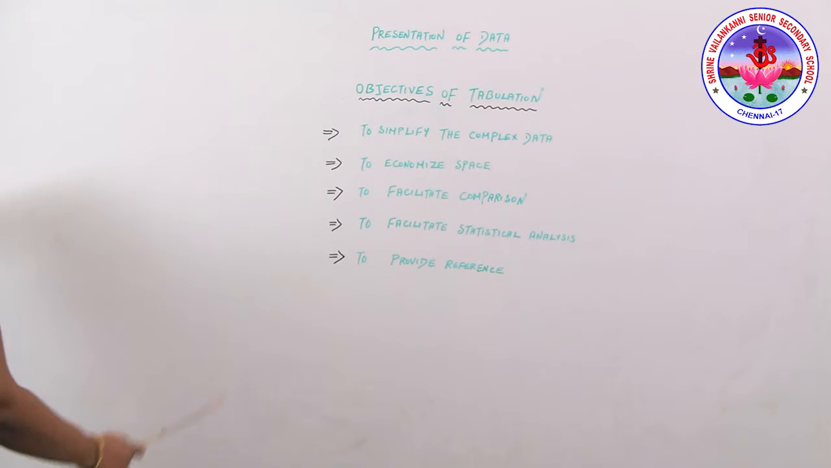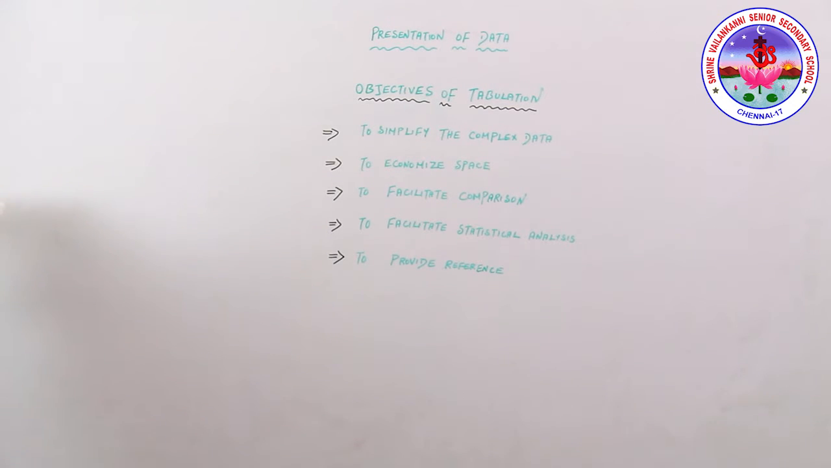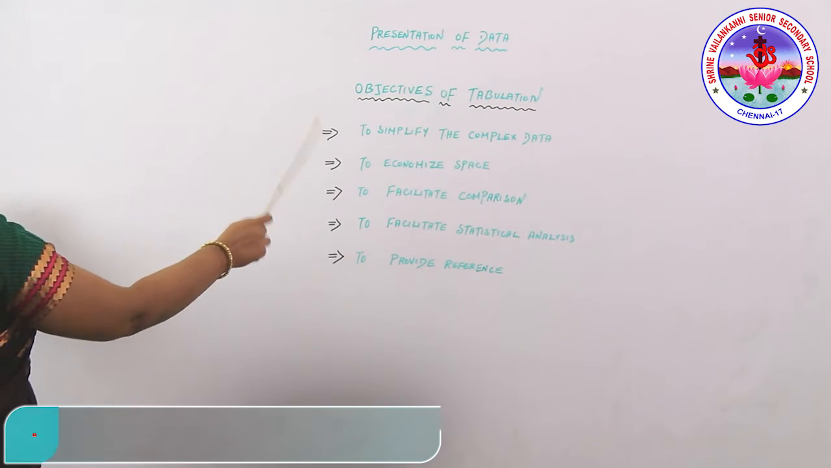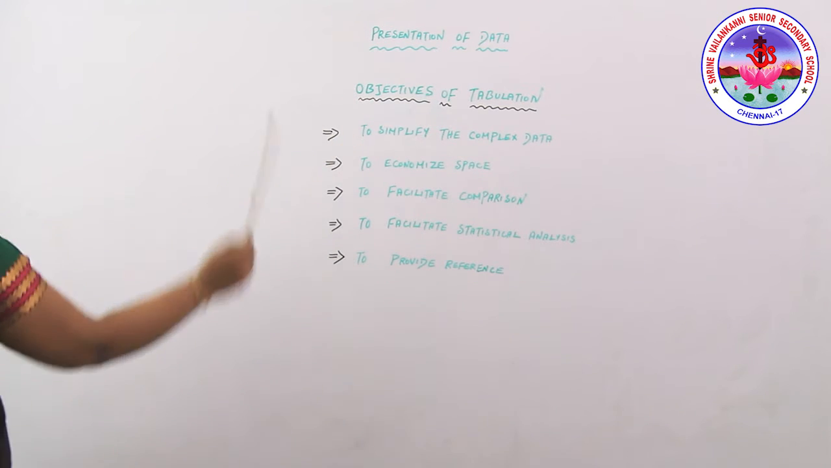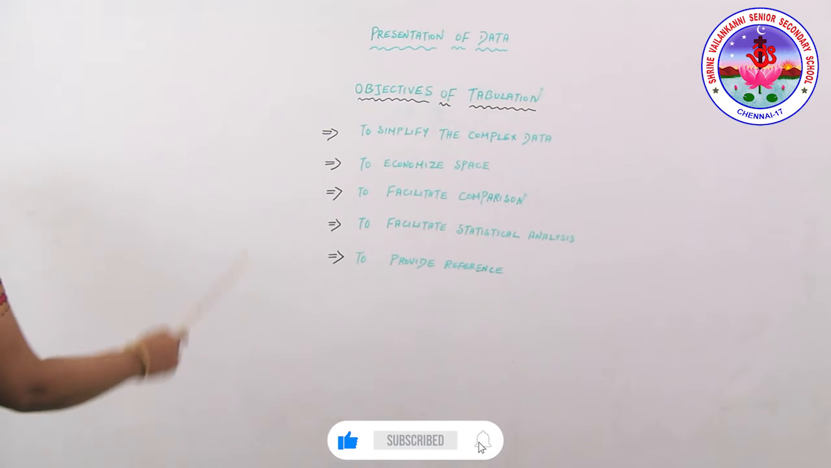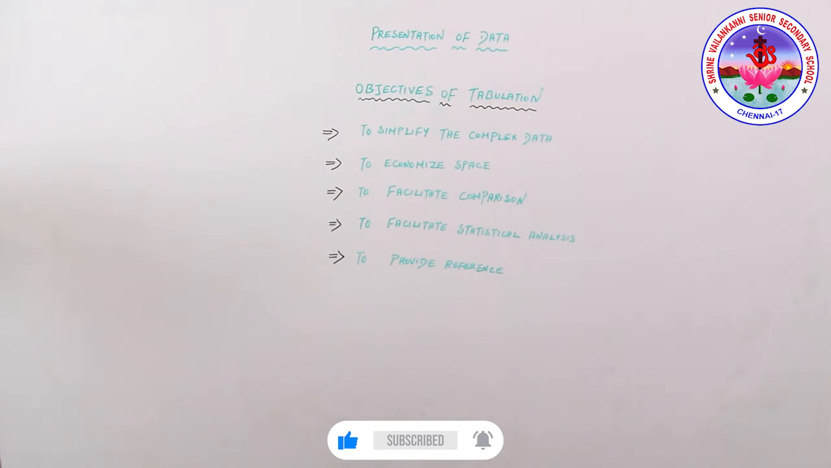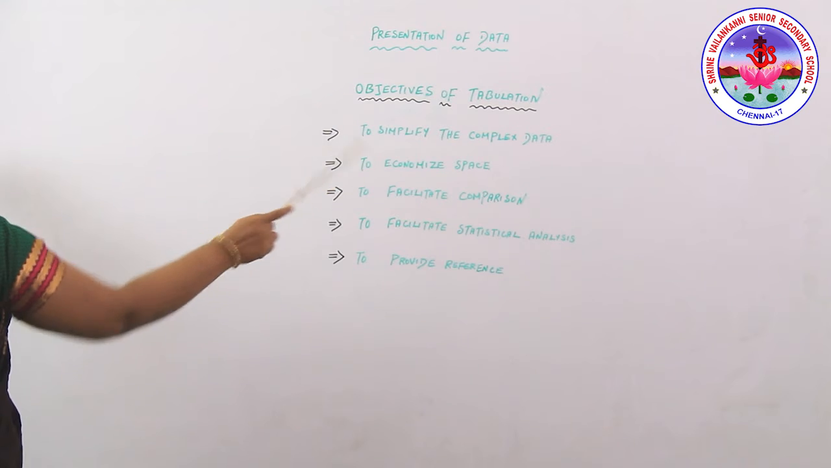Let's start with the first one, to simplify the complex data. The tabulation aims to present the classified data in an orderly manner, and the idea is to reduce the bulk of information under investigation into a simplified and at the same time meaningful form. That's why we are calling the first one to simplify the complex data. Second one, to economize the space. The tabulation aims to save space by condensing the data in a meaningful form without sacrificing the quality and, at the same time, the quantity of data.